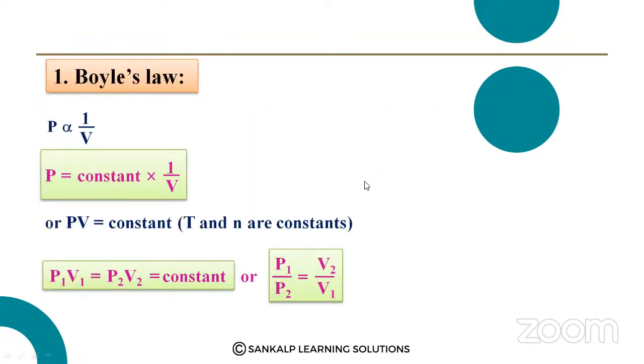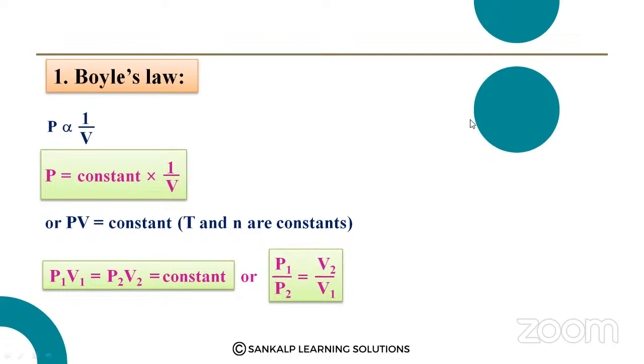So next we'll start with the gas laws. Based on the physical properties of gases, there were several researchers or scientists who carried out some experiments, and they proposed some gas laws. So there was a first scientist called Robert Boyle.